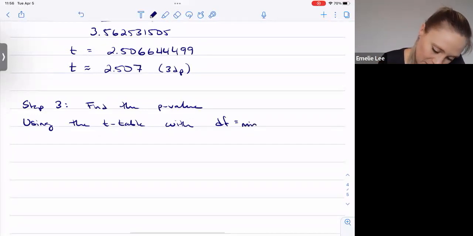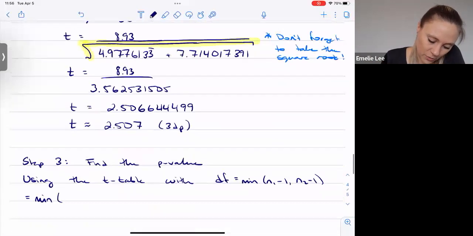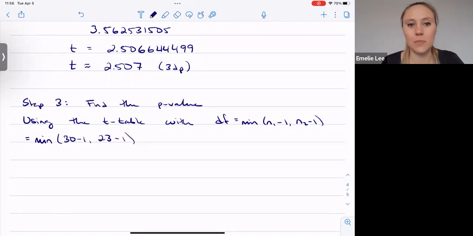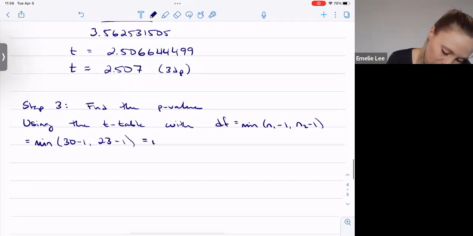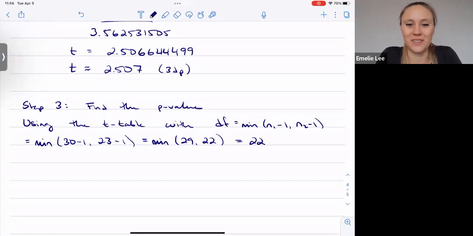So the degrees of freedom is the minimum of n1 minus 1 and n2 minus 1, which is going to be the minimum of, I think it was 30 and 23. Yeah. 30 minus 1 and 23 minus 1. You can skip that step, but I just want to highlight what I'm doing, which is the minimum of 29 or 22, which is what? 22.